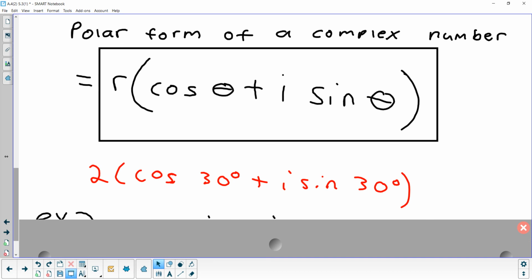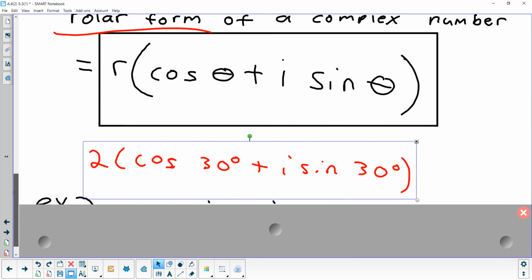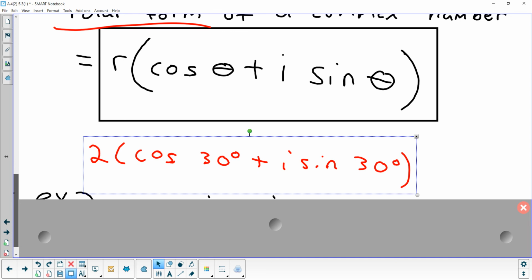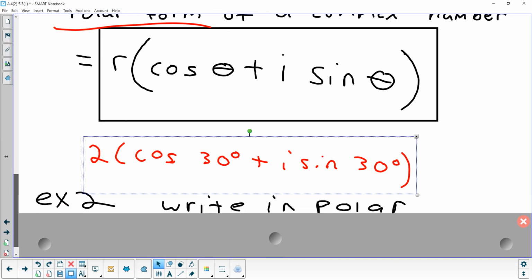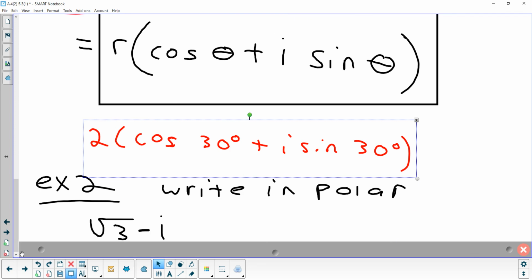That's a final answer to a problem. You don't actually plug in cosine 30 on your calculator and sine 30 and then distribute the 2. If you do this out, you're going to be changing it out of polar form, and you're going to be changing it back to what you started with. So you leave it just like that. All right, and we'll try one example of that, and that'll be it.